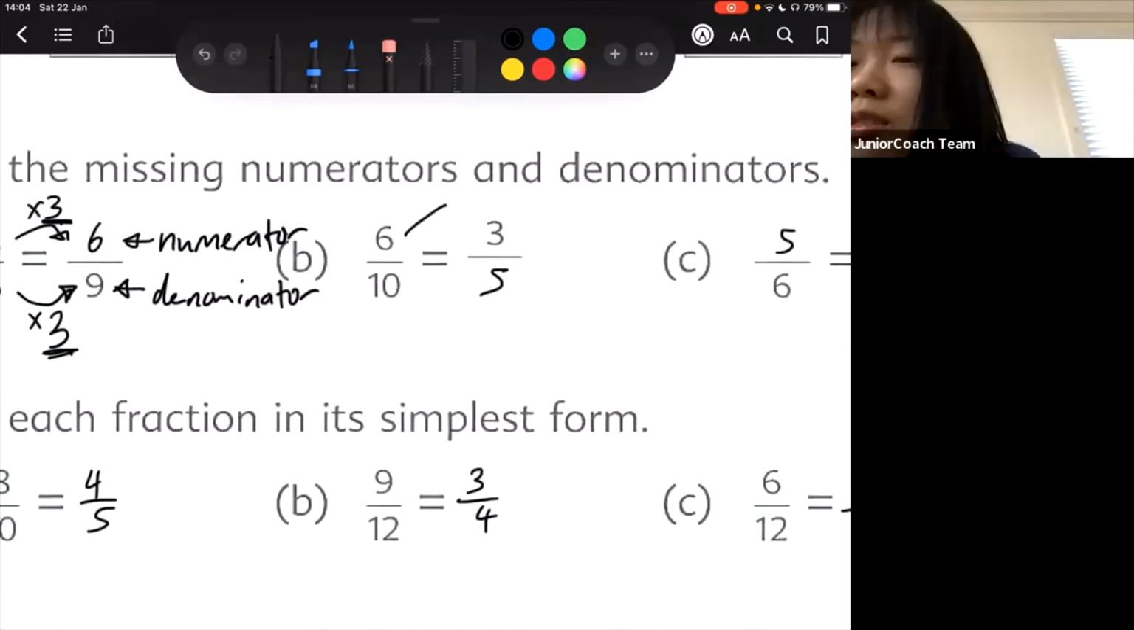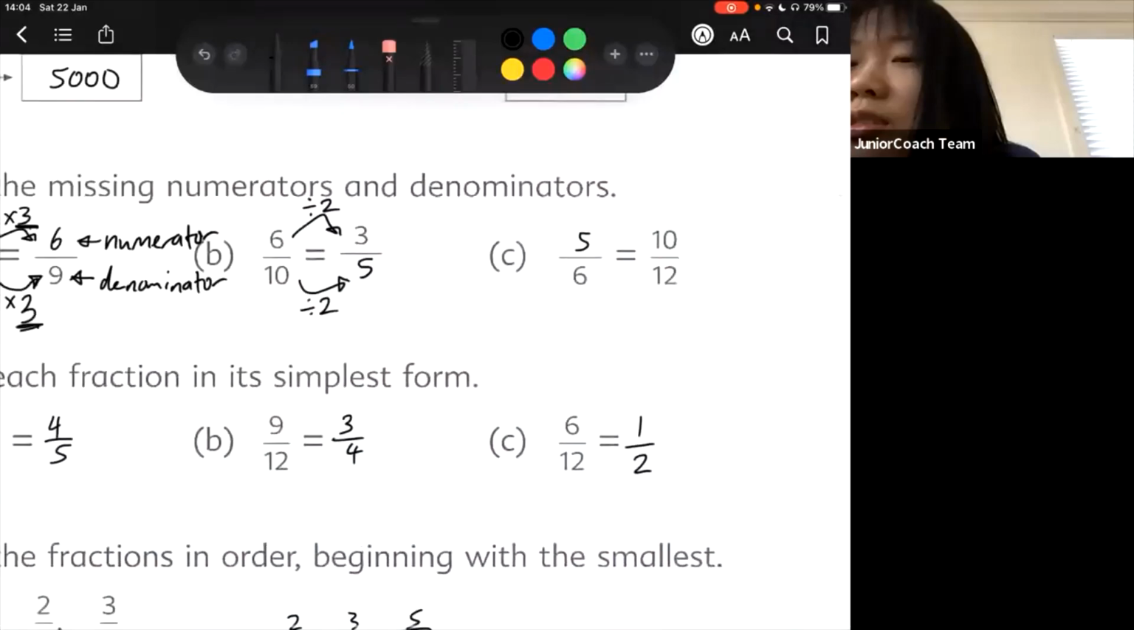Same thing for here. We look at 6 and we look at 3, and we know that 6 divided by 2 equals 3. So we take the bottom, the denominator, and also divide that by 2. So in the end, we get 10 divided by 2 equals 5. So 6 out of 10 equals 3 out of 5. That doesn't look like a 5.